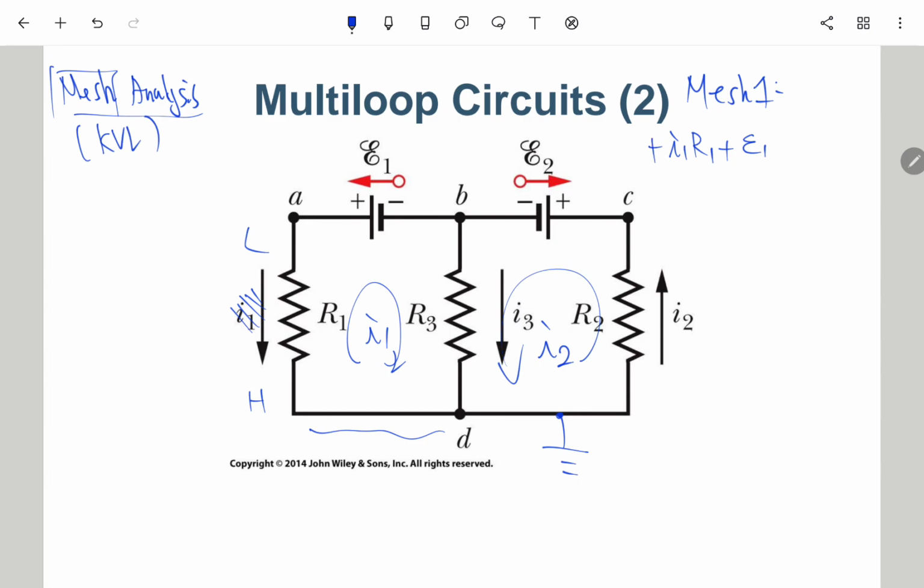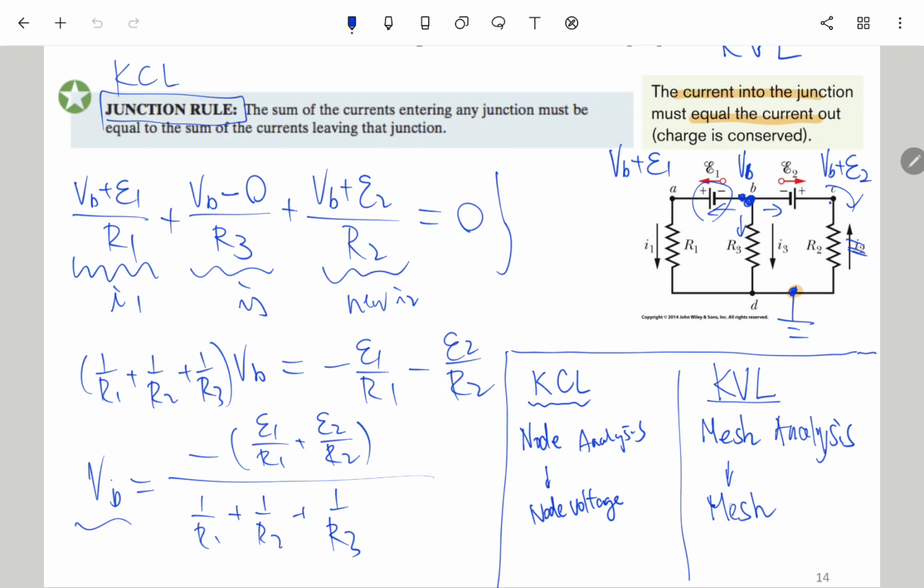And then for this mesh, we go from point B to point D, so the current goes through R3. R3 should be multiplied by the current of this mesh and also this mesh, in the same direction. So we should have I1 plus I2 here, and then equals 0. So this is the equation for mesh 1, because we have two meshes, I1 and I2.